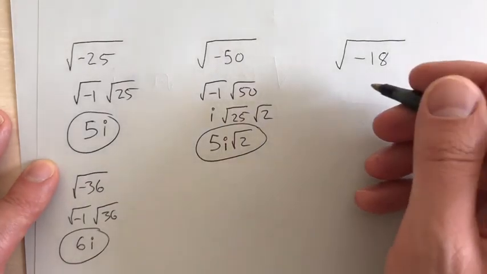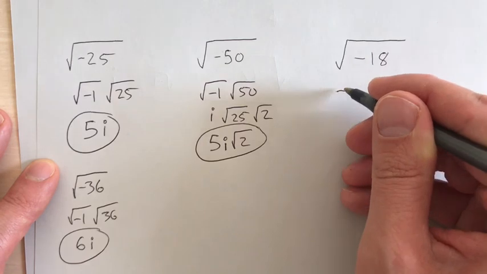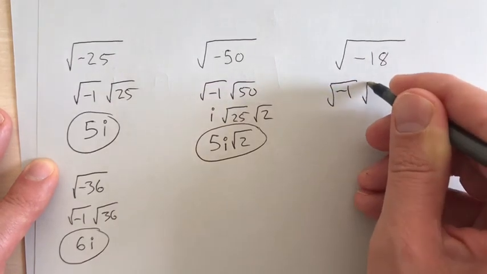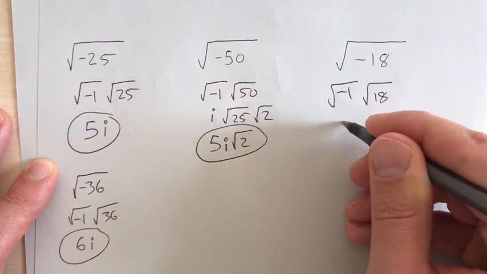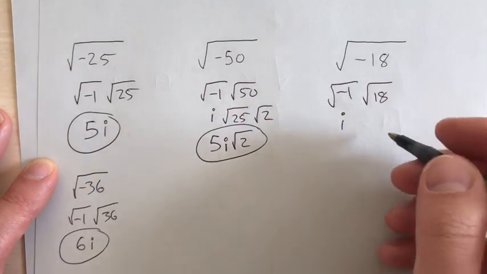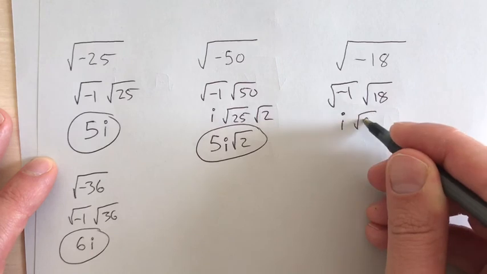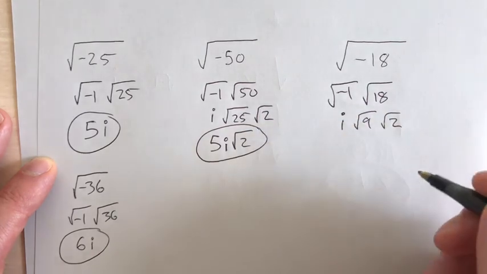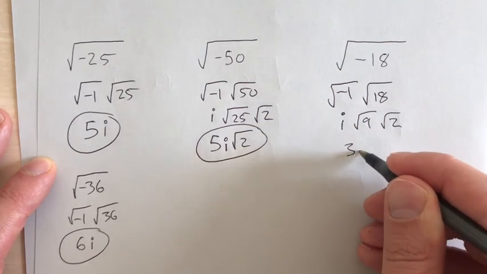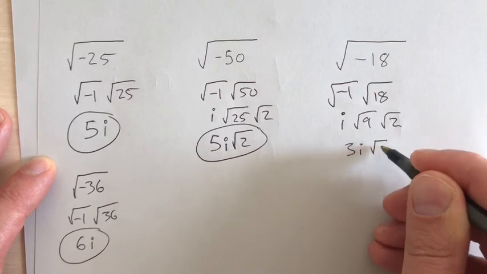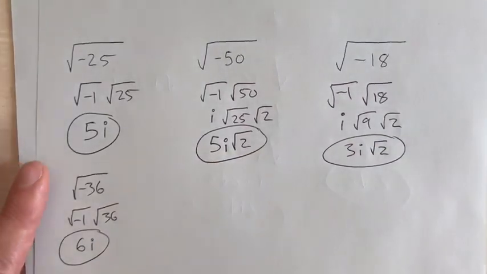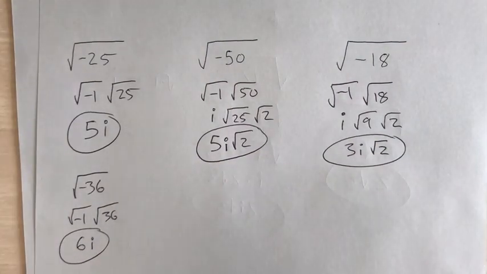Let's try 18 real quick. So we'll start by breaking away the negative 1. That's going to turn into i, right? The square root of negative 1 is i. 18, let's see here, breaks down to the square root of 9 times the square root of 2. The square root of 9 is 3, times i, times the square root of 2 would be the exact version of the square root of negative 18.